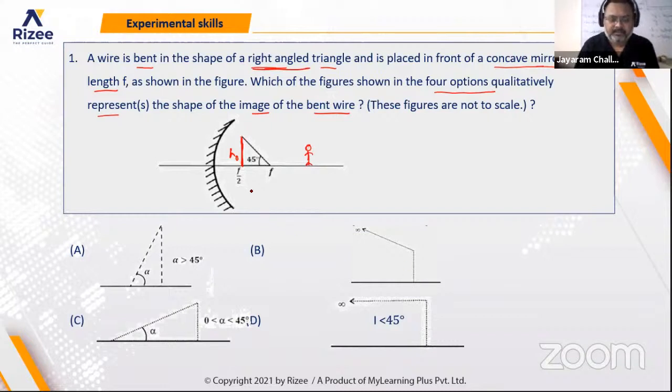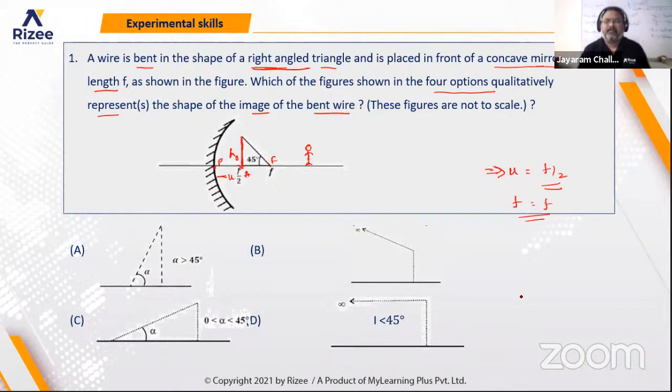Now if we verify it carefully, let me name this point as A, and this is at the focus, which is F. So the object distance from the pole to the first point will be F by 2. We consider this as u. So the object distance u is f by 2, and the given focal length is f.